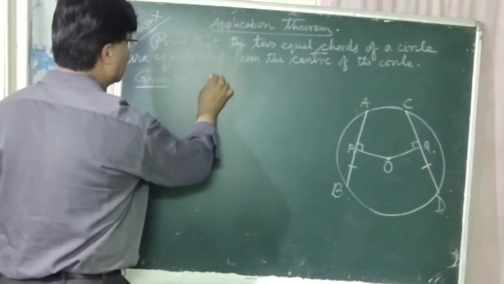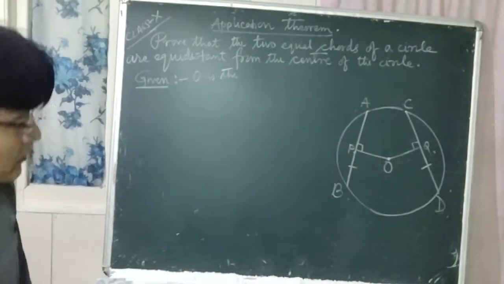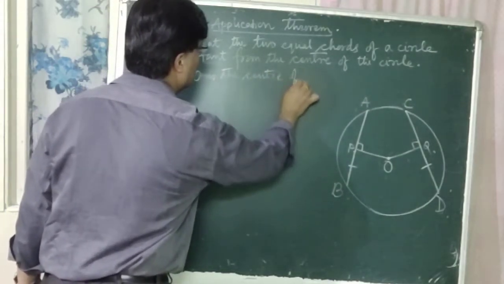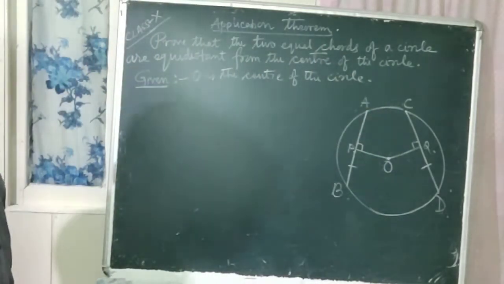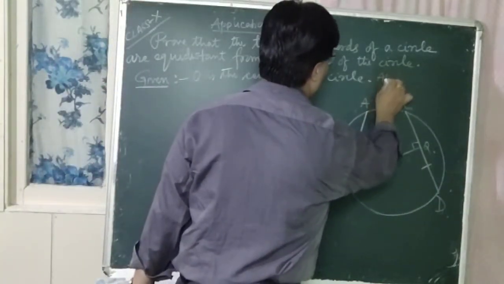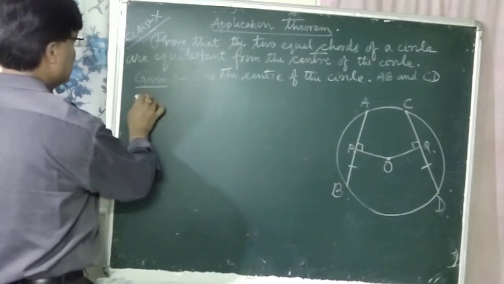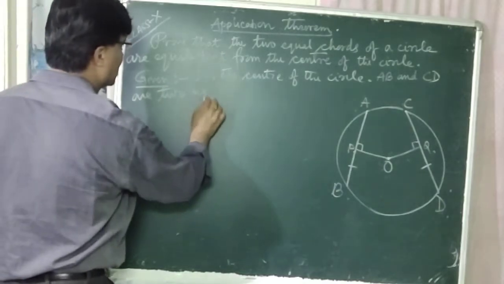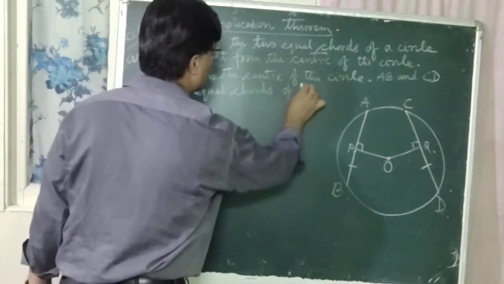गिवनमा के दिएको छ? O is the center of the circle, लेख्ने पहिला। O is the center of the circle. And AB and CD सिक्यो, these are the two equal chords. AB and CD are two equal chords of the circle.